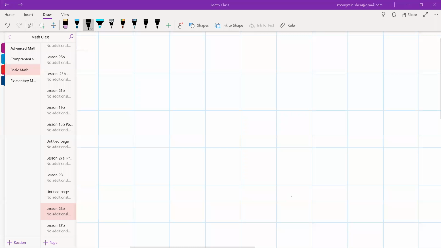Then later you're going to get a homework assignment. This time you're going to have more homework problems to do, not only 15.